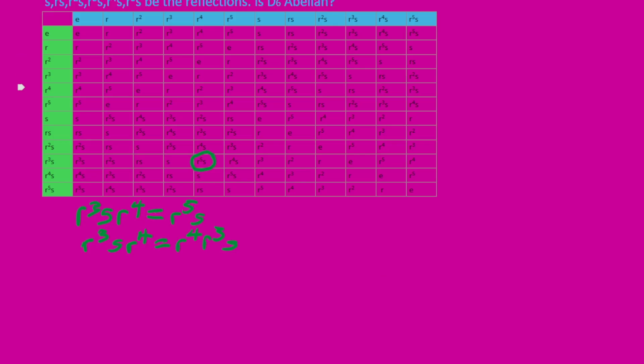Well, let's take a look. Let's go to R4 and then scroll over to where R cubed S is. This is where we are. So R4 R cubed S equals RS. So no, they are not equal. So R cubed S R4 does not equal R4 R cubed S. So D6 is non-abelian.